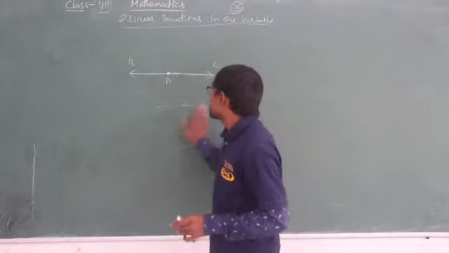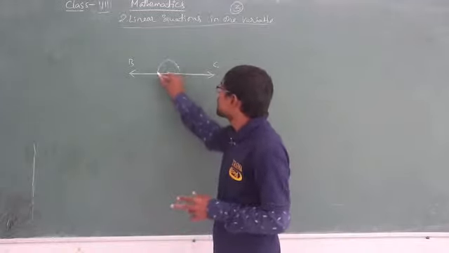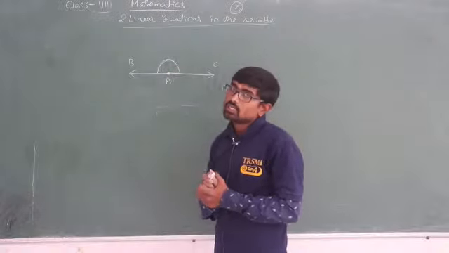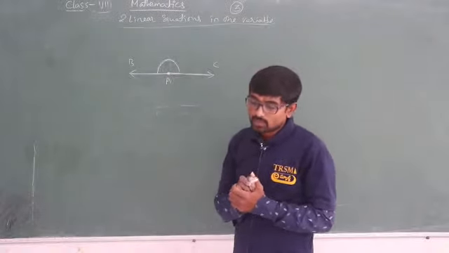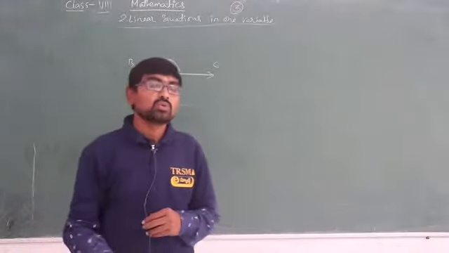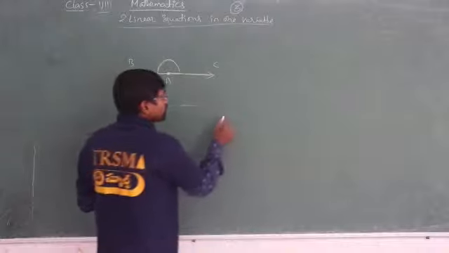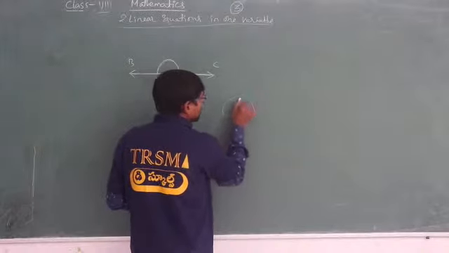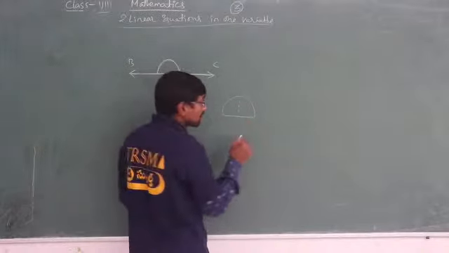So the curved distance between two rays is called an angle. You already know that, isn't it? What is an angle? The curved distance between two rays is called an angle. How do we find the angle? By using a protractor. You call that a D-shaped scale, isn't it?